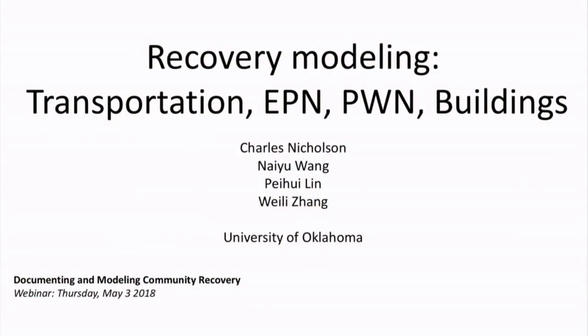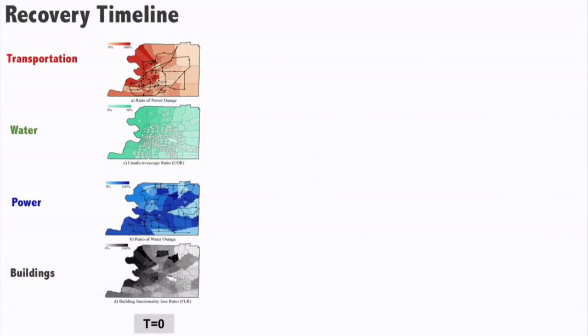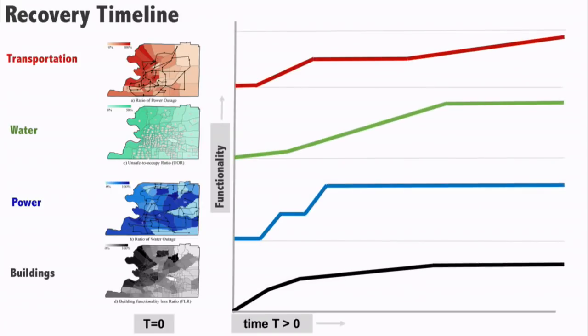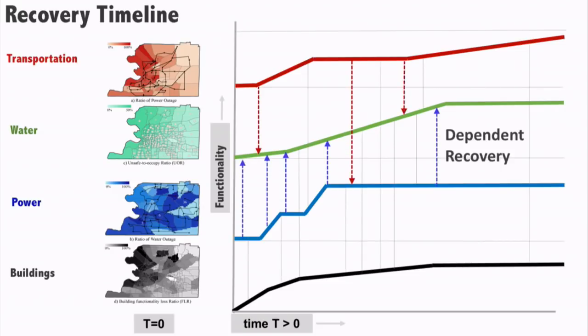Thank you, Professor Gordoni. We will now discuss recovery modeling of the built environment. In particular, we will consider the transportation network, potable water network, and electric power network, and the building inventory of Shelby County, Tennessee. The individual subsystems have dependency relationships, and therefore the overall recovery modeling must take this into account.